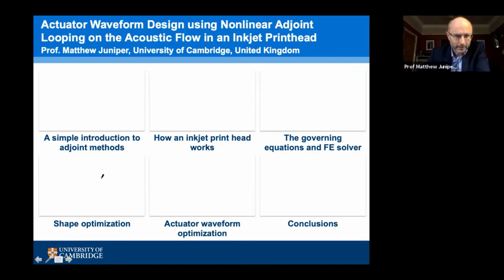I'll talk then about a project we did on shape optimization. This was actually about a year ago we published that. And it leads us into this new project, which is on the actuator waveform optimization. That won't make sense until I talk about how an inkjet printhead works.